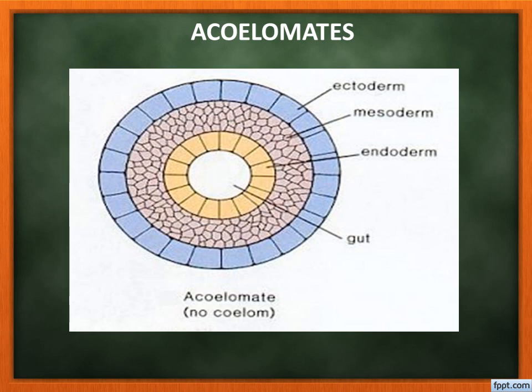Understand? Now let us see acoelomate. Can you observe this diagram? There are three layers. The outermost layer is called ectoderm, the center layer is called mesoderm and the innermost layer is called endoderm. Right? There is no coelom found in these three layers. That's why they said it is acoelomate. Understand? Okay, next one.